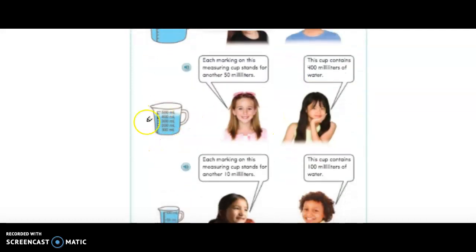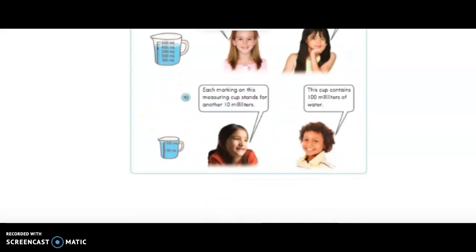And now if we take a look at this measuring cup, the capacity of this one is 500 milliliters because that's the total amount that could be inside of this measuring cup, but it is not full. So we're looking at the volume. So the volume of this measuring cup is 400 milliliters. And if you look, I know it might be kind of tiny, but it is falling right on that 400 milliliters.